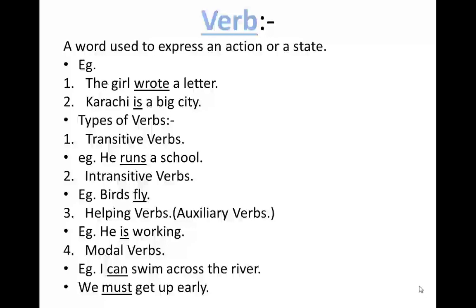Intransitive verbs, birds fly. Now over here, birds is the subject, and fly is the action. But is it passing to any other object? No. Does it have any object in it? No. So any sentence that has a subject and a verb but no object, these are called intransitive verbs. And the other thing is that they cannot be changed from active to passive. Is it clear?